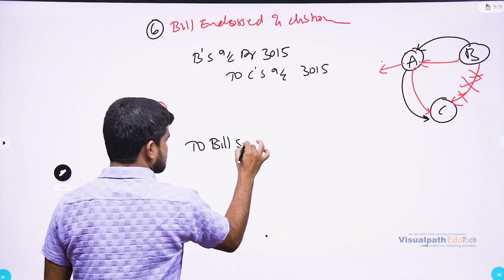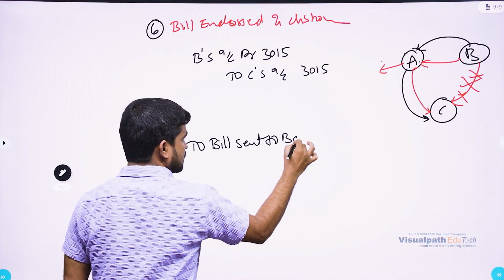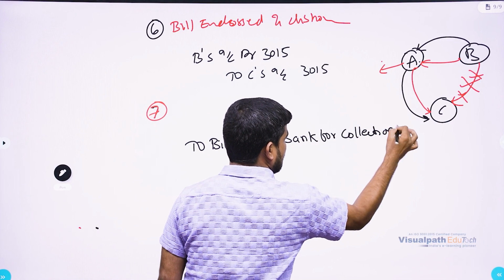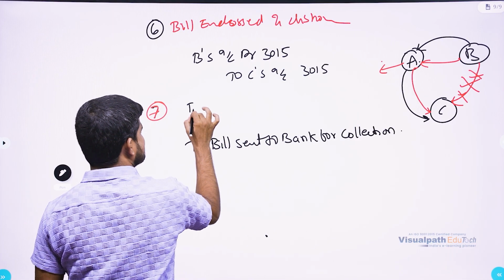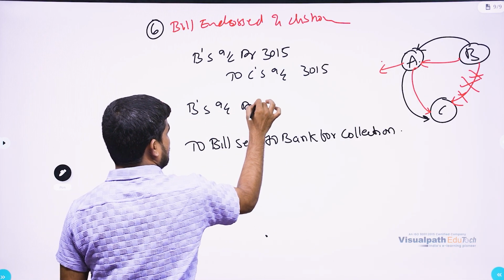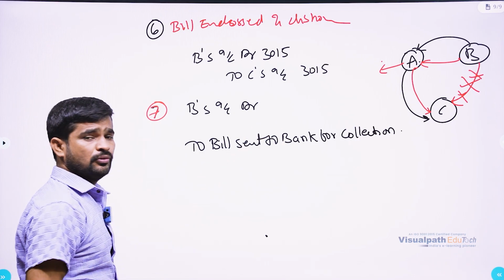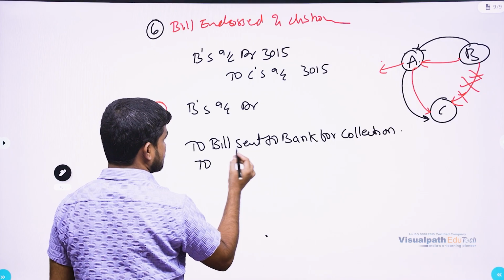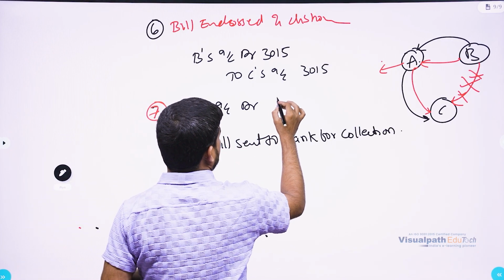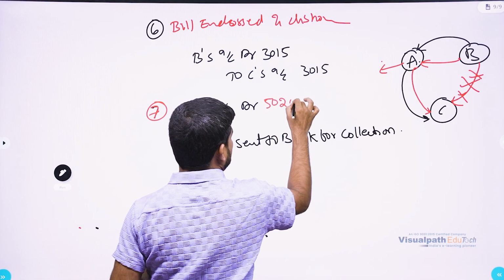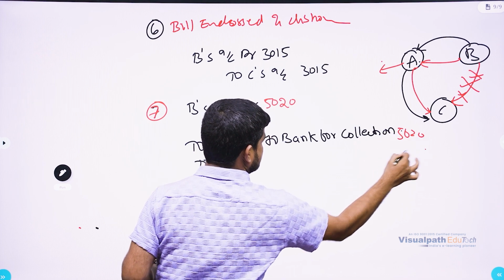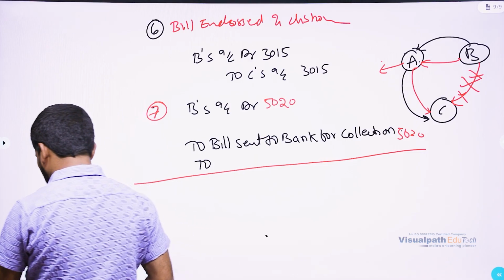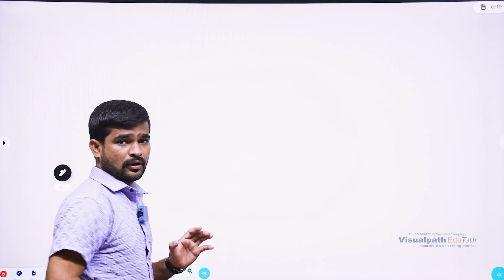Bill sent to bank for collection account will be credited, and we will say B's account debtor to bill sent to bank for collection account. Along with it we write the noting charges, which are directly added, 20 rupees. It means 5020 rupees will be recorded with the noting charges, and these entries will come in the books of the drawer. Coming to the drawee's point of view, the two entries we have already discussed.